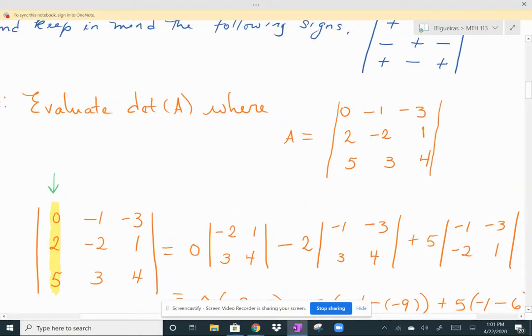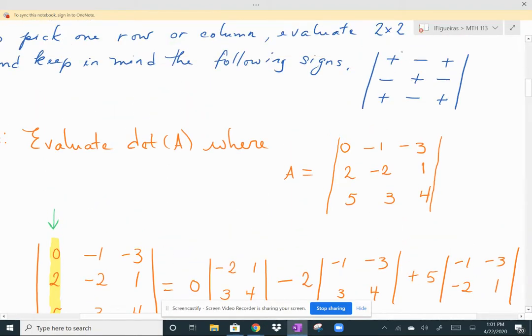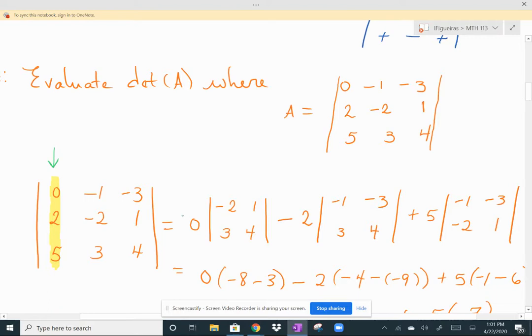So 0 is in a positive position. That's because of this. Even though you don't have to write it, this will be a positive here, and it'll be 0 times, and then you're going to put a 2 by 2 matrix that are the numbers that are left when you eliminate the row and column that 0 is in. 0 is in column 1, row 1. So the numbers that are not associated with row 1 or column 1 are the ones that you see here, -2, 1, and 3, 4. So that's what you write right here.